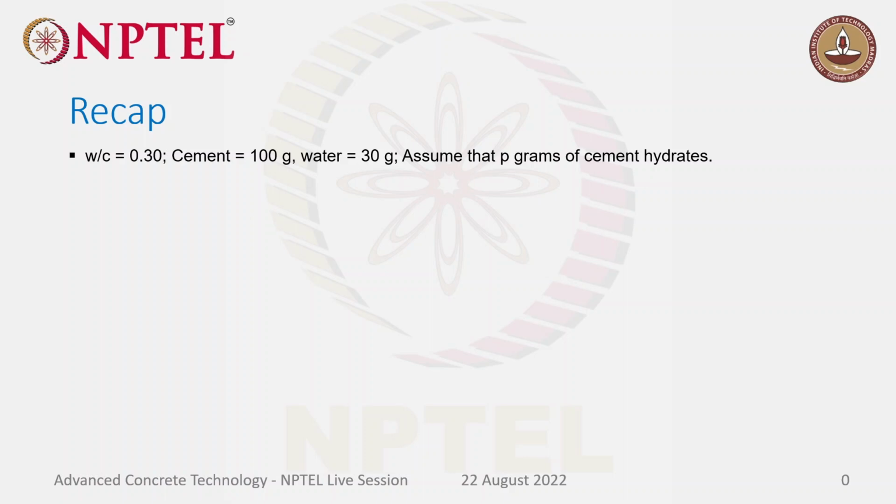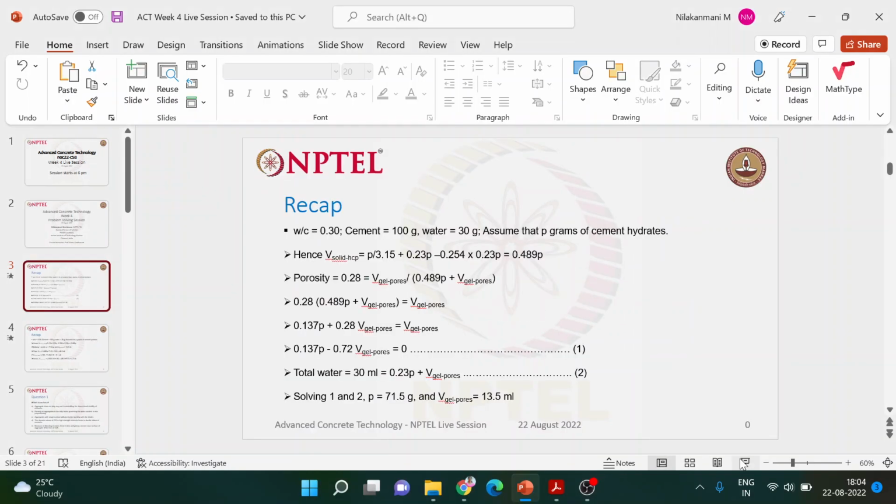In this given condition, the total amount of cement given is 100 gram and the water is 30 gram. Is the water really sufficient for hydration? I do not hear any response from the class today. Am I audible? Yeah, ma'am, audible. Okay.